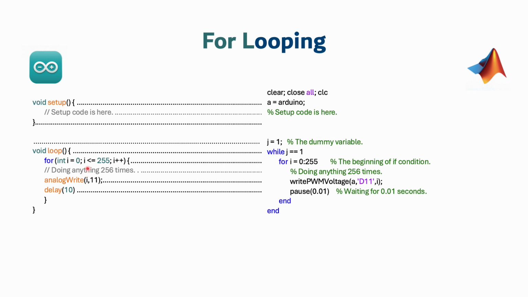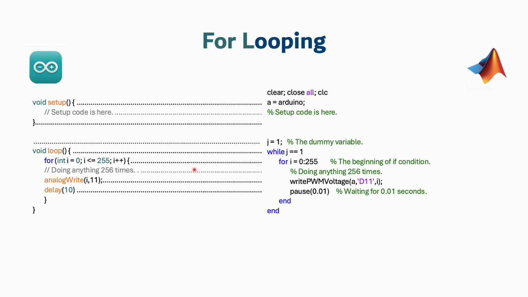As i increases, it will reach 255, where the LED has its maximum brightness. The system will wait for 10 seconds, and then the value of i goes back to 0, and the process is repeated from the beginning. In MATLAB, j equal to 1, while j equal to 1. So j equal to 1 is a dummy variable allowing MATLAB to perform an endless loop.